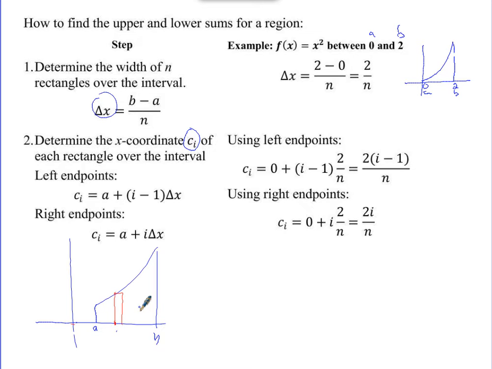Now for right endpoints, C sub I this time is going to be this distance A, and then I'm going to take I times delta x to get me to that distance that I've gone, but this time I'm using right endpoints. Because I'm going I times delta x, that's the right endpoint every time anyway, so that's why it's just A plus I times delta x for right endpoints.